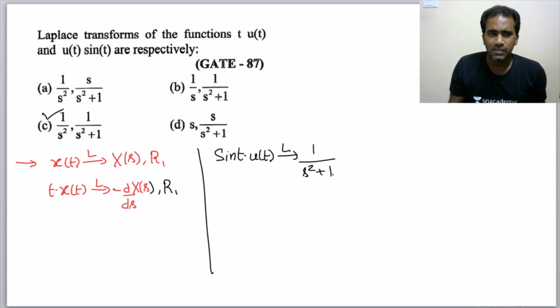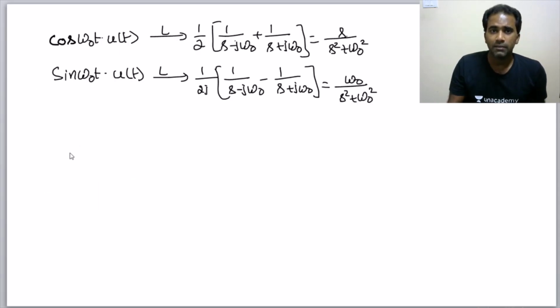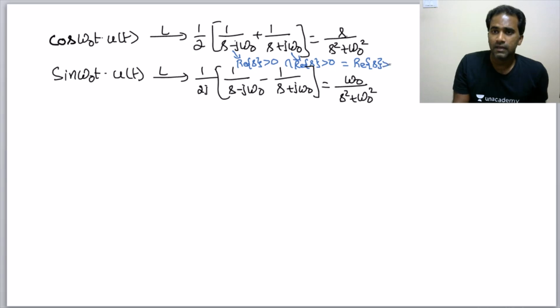And how about the ROC here? I forgot to mention the ROC for cos omega naught t and sin omega naught t. Can anyone tell me what the ROC is? This is a right-sided signal, so the ROC will be real part of s greater than real part of the pole. The pole is j omega naught, real part of it is 0. So real part of s greater than 0. The second part's ROC is also real part of s greater than 0. The intersection is also real part of s greater than 0.